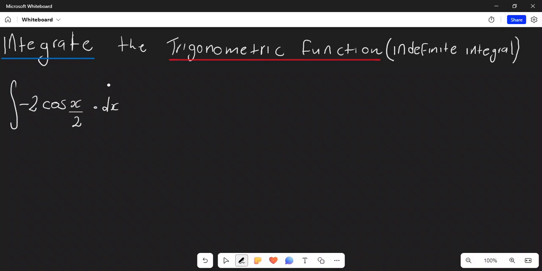Today with this video we'll be finding the integral of this function here. As you can see, we have the integral of negative 2 cos x over 2 dx. Remember, when you have dx, this means we are integrating in terms of x, with respect to x. Now guys, you can pause this video if you think you can solve this one, and let's see if your answer is going to be the same as the answer that you're going to get at the end of this video.